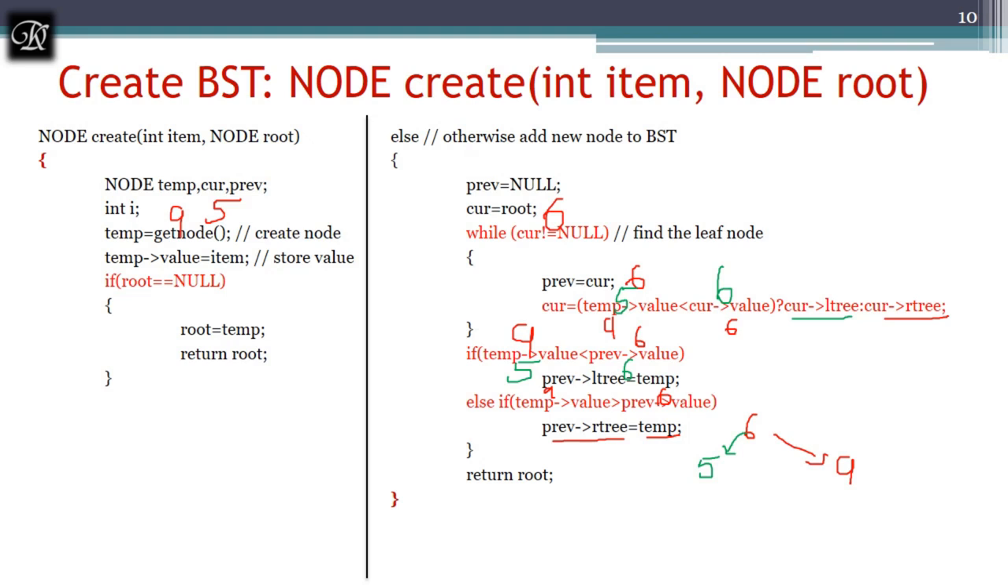And you can check here we are having both the conditions, smaller and greater. We don't have an equal operation. The condition temp value is equal to previous value is not there. This is where the duplication of values is avoided. If you are giving a duplicate value, there is no place for it. It will be ignored. This is how creation of the binary search tree will be done.